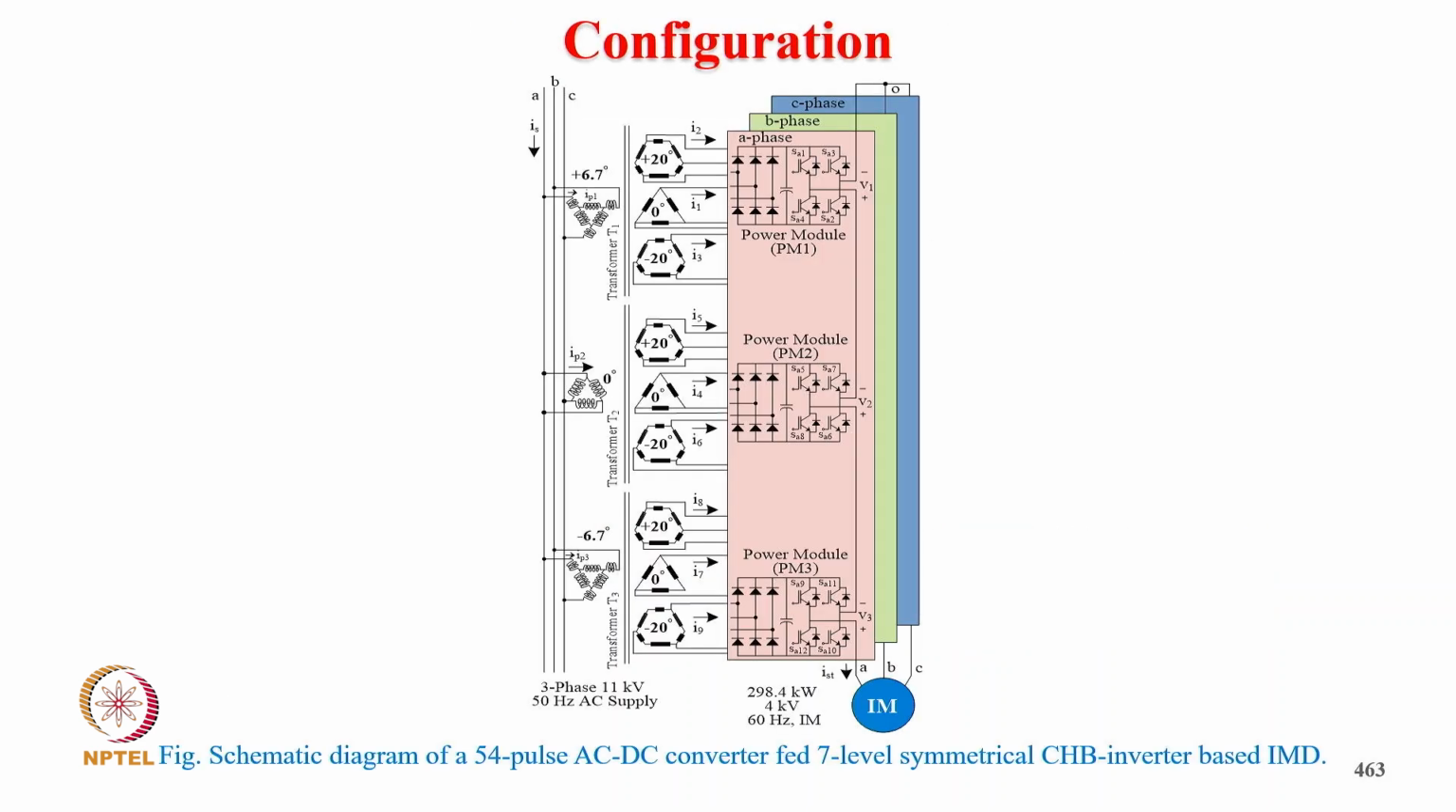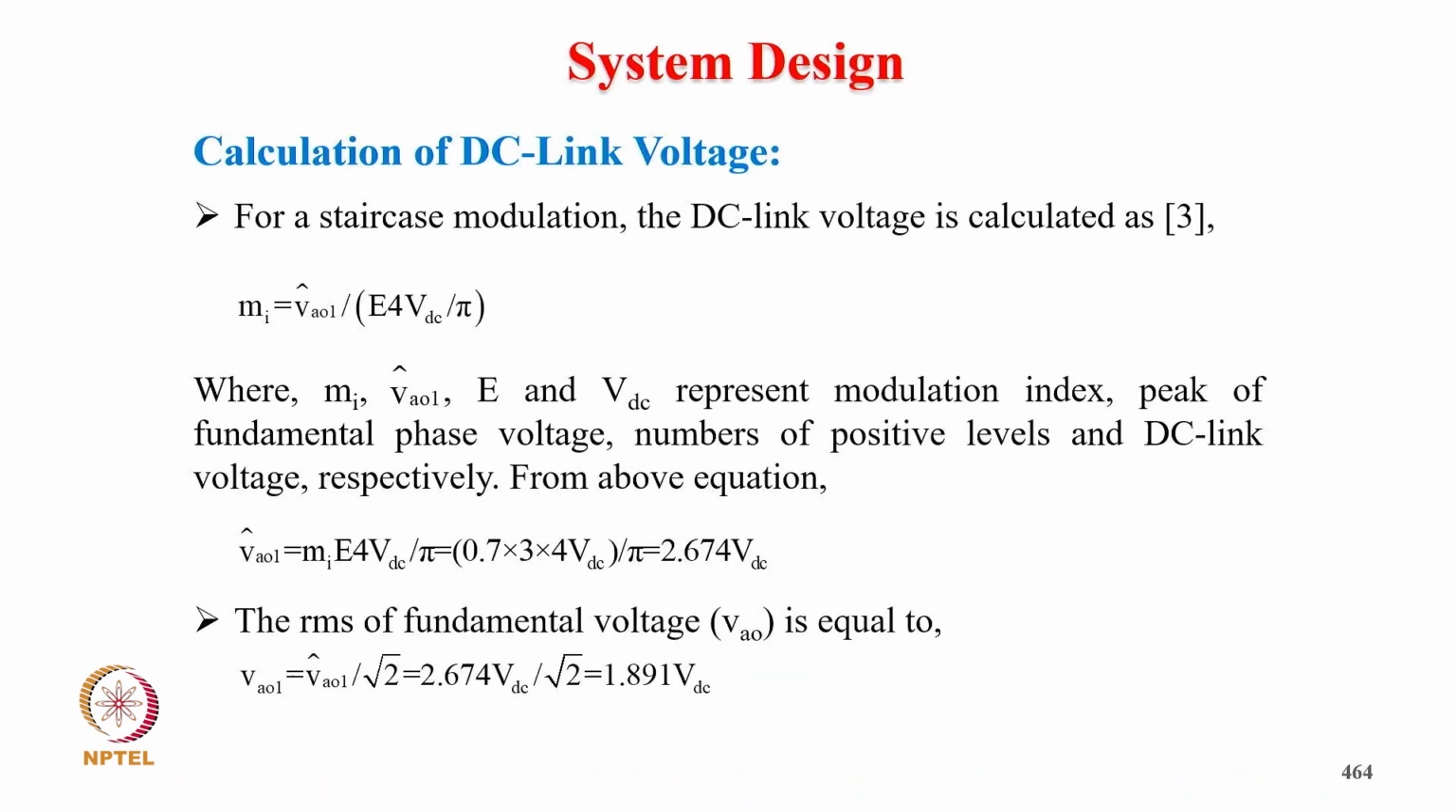And this is another configuration, the schematic diagram of a 54-pulse AC/DC converter per 7-level symmetrical converter. So how the 54-pulse converter is realized, you can see in the diagram. We have a phase shift in the primary as well as in the secondary, and with the multi-module in 7-level for each phase. So now coming to calculation of DC link voltage.